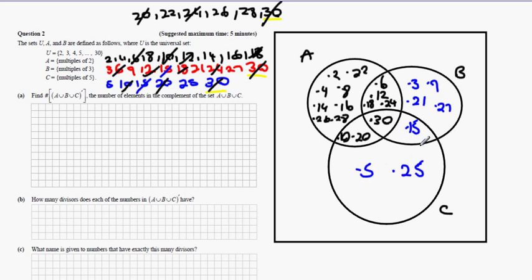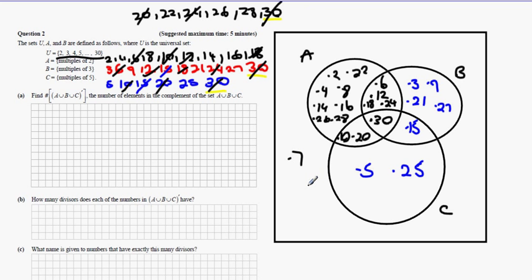Now, we have our Venn diagram drawn out. Find the cardinal number of A union B union C complement. Okay, so find the cardinal number of everything outside A union B union C. So are all the numbers from 2 to 30 in there? Well, we have 2, we have 3, we have 4, we have 5, we have 6. We don't have 7. 7 is not there.